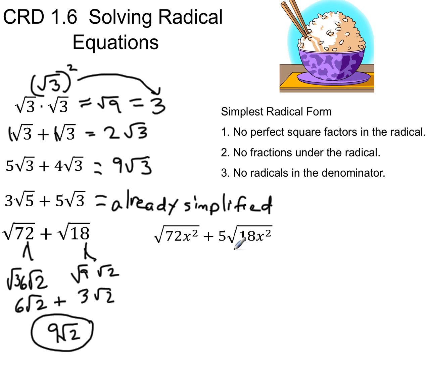If I take a look at this one, it's slightly different, but also similar. I'm going to put a line there. My 72 becomes 36. My x squared is a perfect square, so I'm going to also keep that under the radical. And then what's left is root 2.